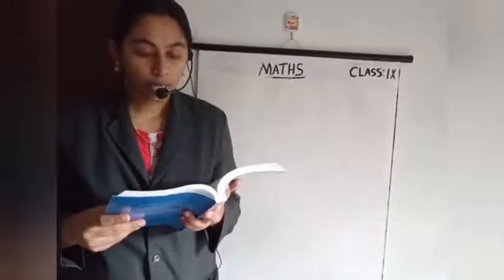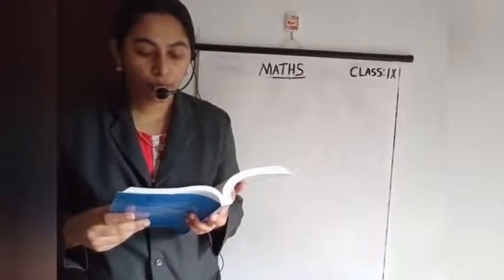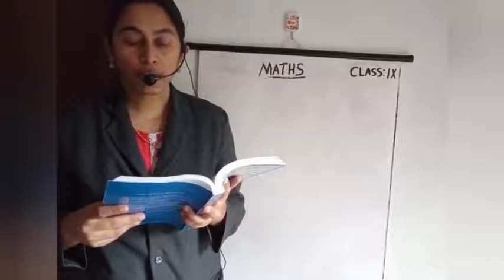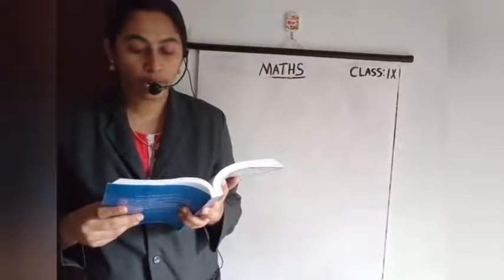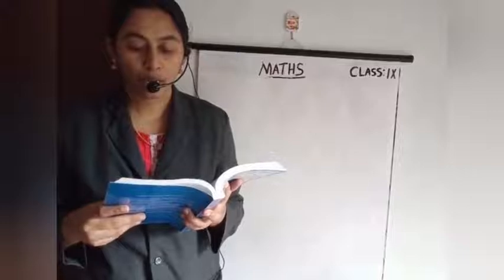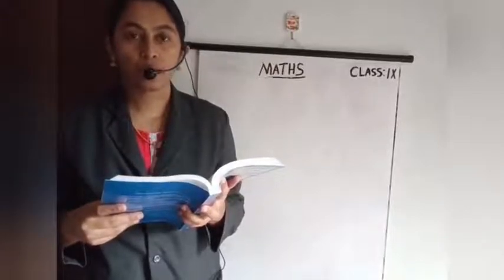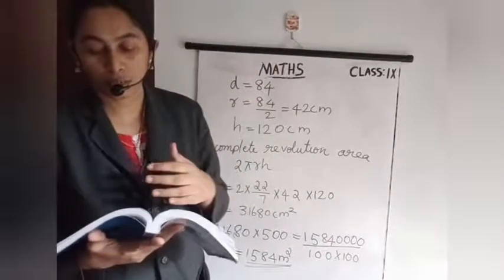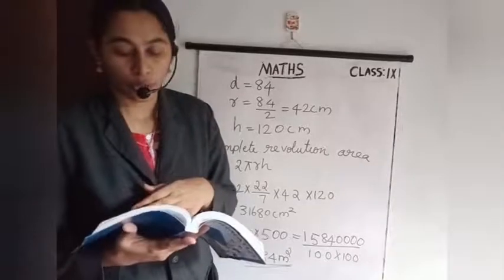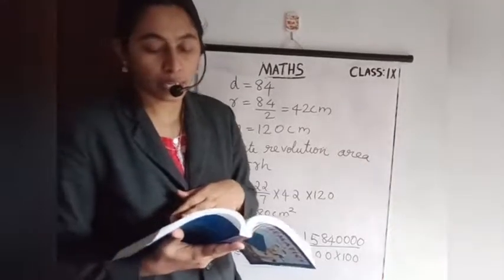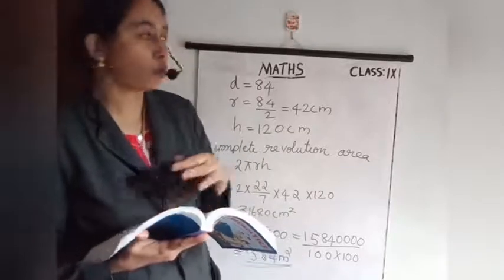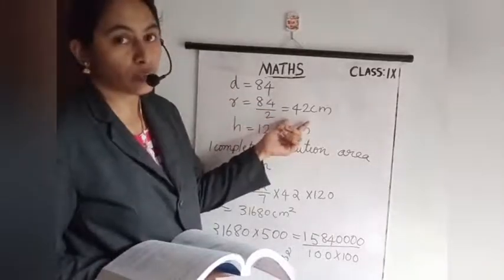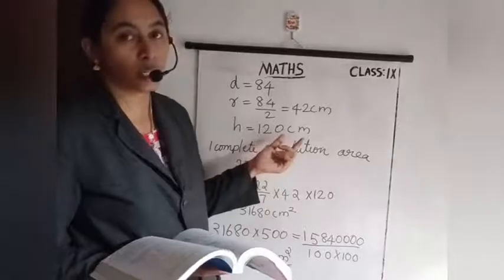Now question 4. The diameter of a roller is 84 centimeter and its length is 120 centimeter. It takes 500 complete revolutions to move once over to level a playground. Find the area of the playground in meter square. The diameter of a roller means roller, you know. So its diameter is 84 centimeter and its length is 120. So diameter 84 centimeter, then r is 84 by 2, 42 centimeter, and height is given 120 centimeter.